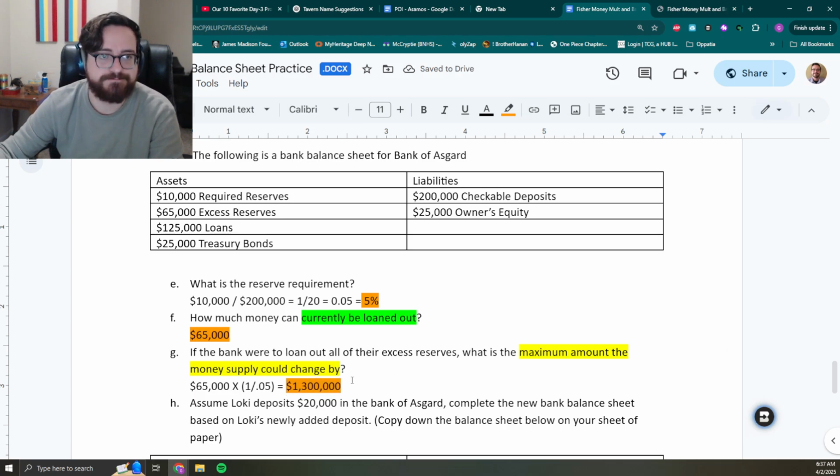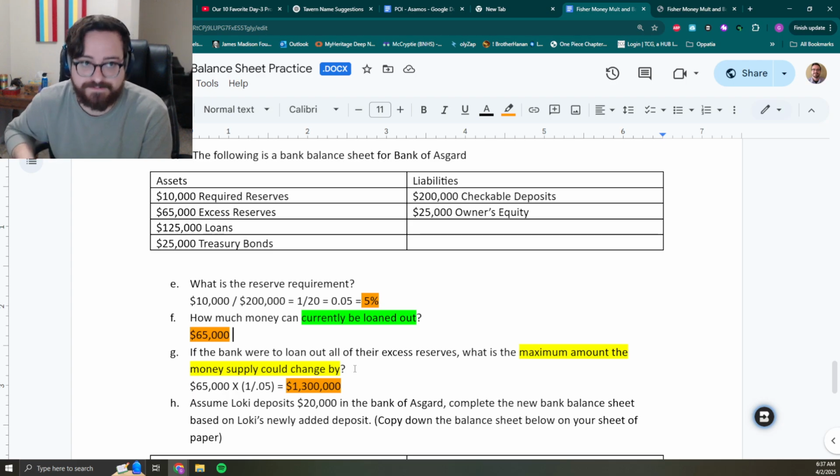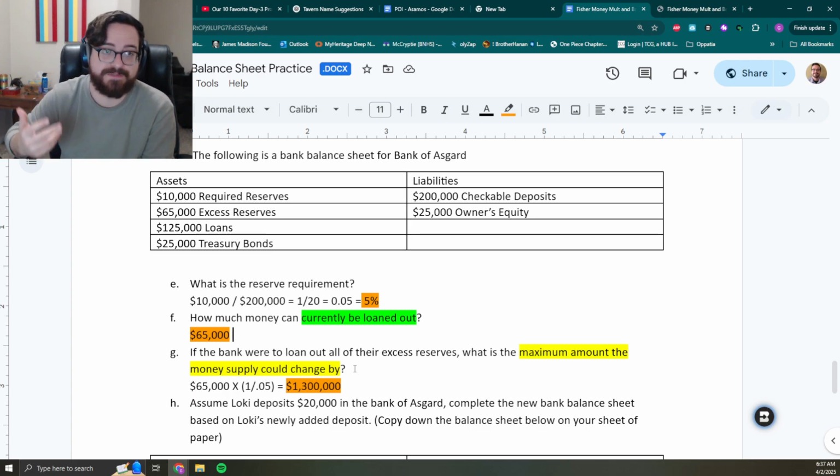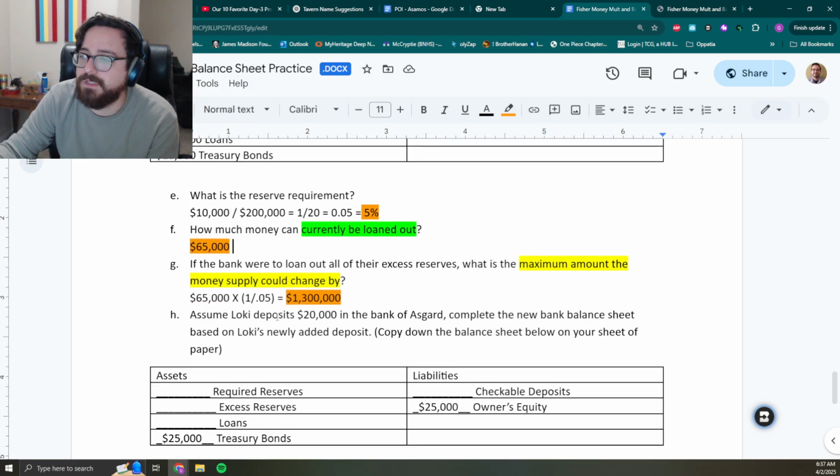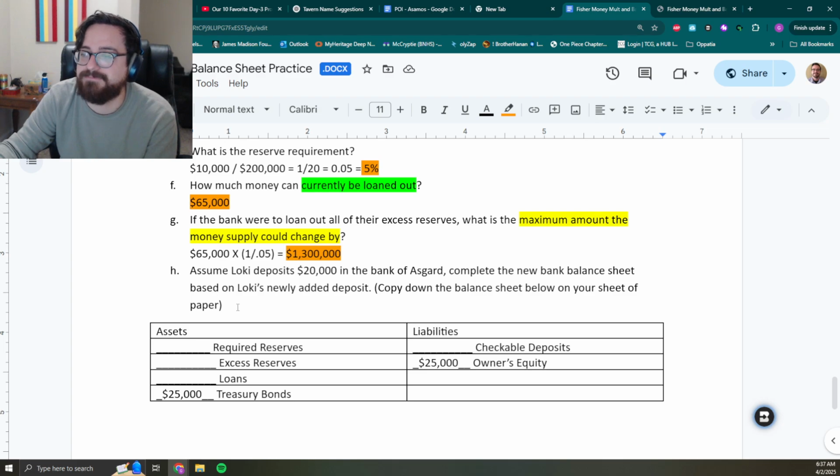1.3 million is right. Now, banks can create a lot of money. We were using small numbers before, but a real bank doesn't have like $3,000 in it. It has millions of dollars in it. So them being able to create money like this is huge in terms of their impact. Okay, assume Loki deposits $20,000 in the Bank of Asgard. Complete the new balance sheet based on Loki's newly added deposit.